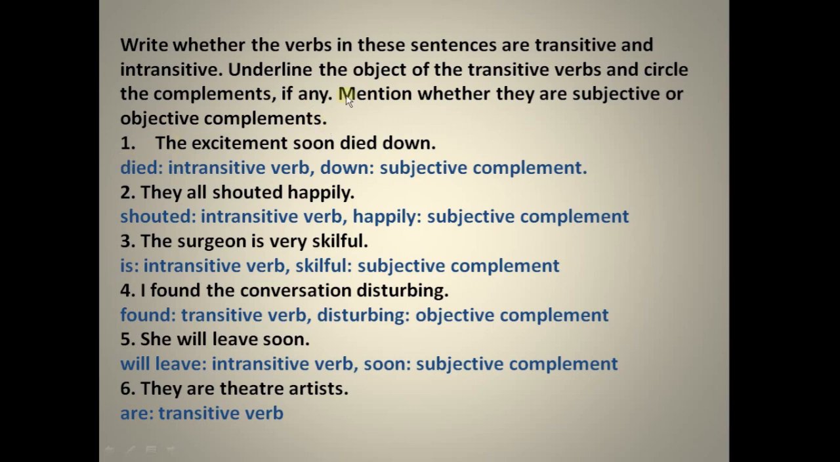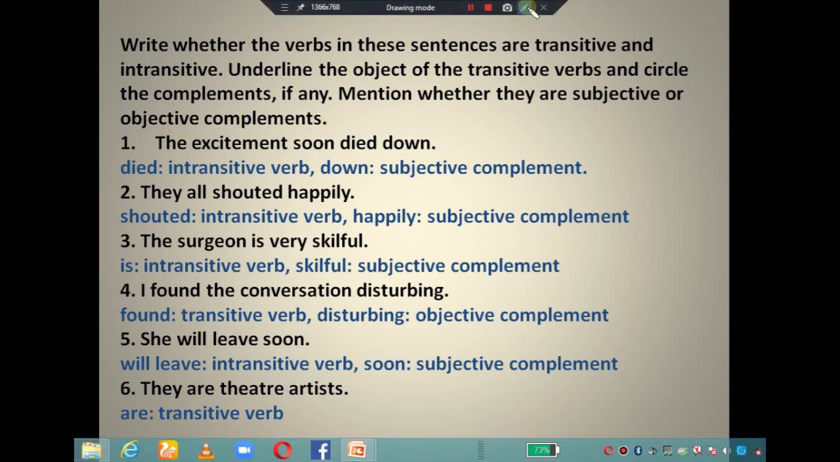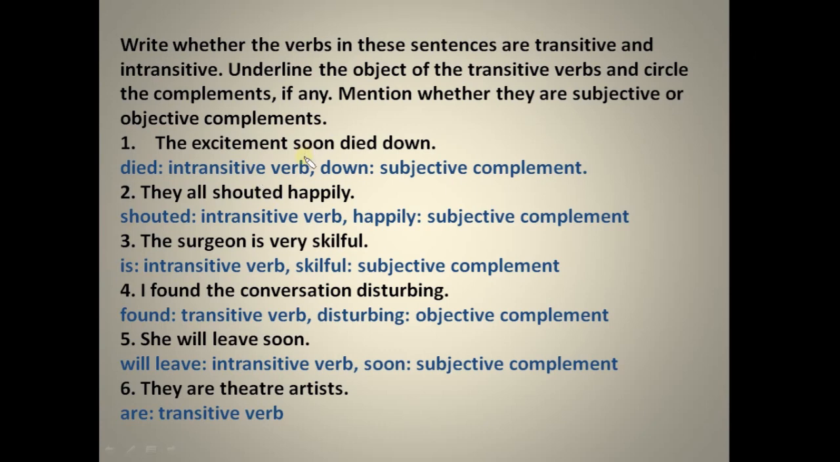Now see, the excitement soon died down. First of all, you have to underline the verb. So what is the verb here? Died. Now see, down. Down means whatever excitement is there in you has decreased. Down, who, what, to whom, for whom? Are you getting any answer? No. So that is an intransitive verb. And what is down? What has gone down? The excitement has decreased. That's why this is our subjective complement.